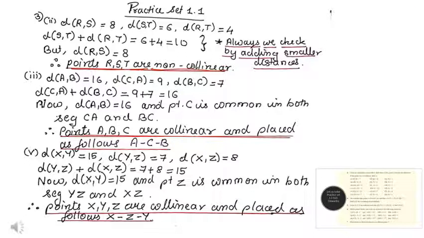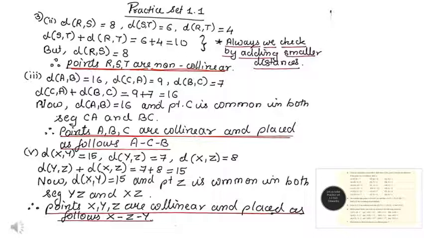Now we continue with our practice set 1.1 with question number 3. Here they've already given us the distance between the points and we have to find out or prove whether the points are collinear or non-collinear. We start with question number 3, second one. They have given us distance RS is 8, ST is 6 and RT is 4.